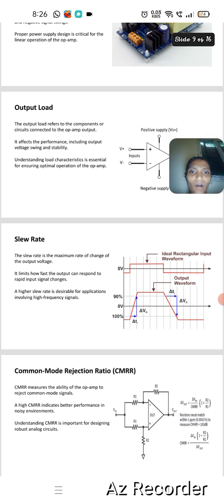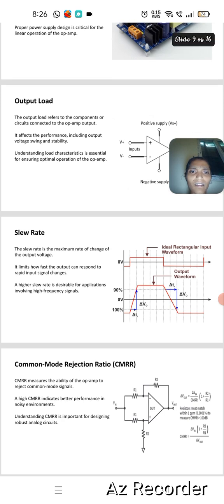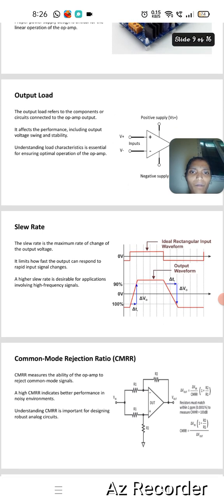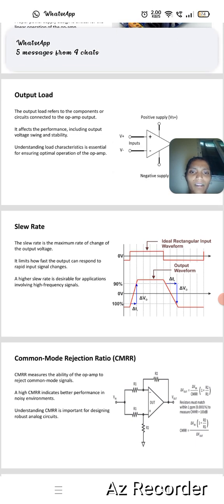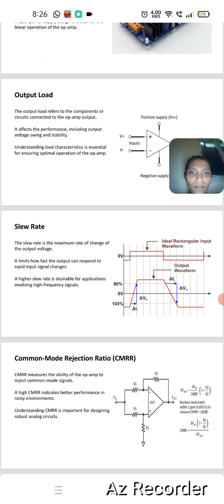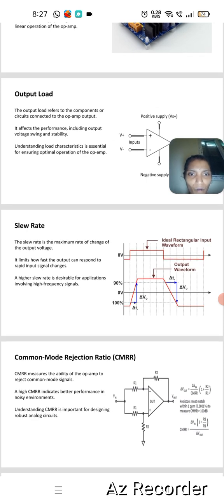Output load. The output load refers to the components or circuits connected to the op-amp output. It affects the performance, including output voltage swing and stability. Understanding load characteristics is essential for ensuring optimal operation of the op-amp.